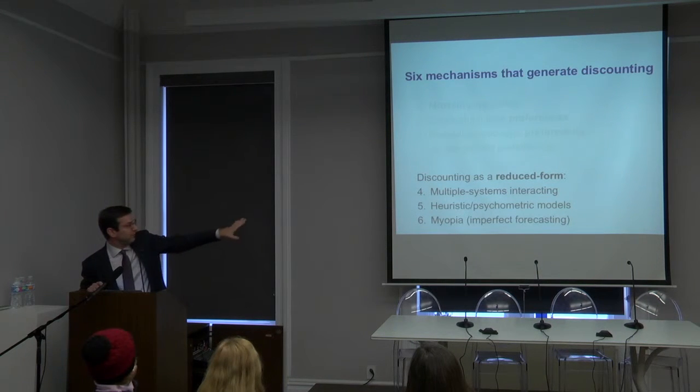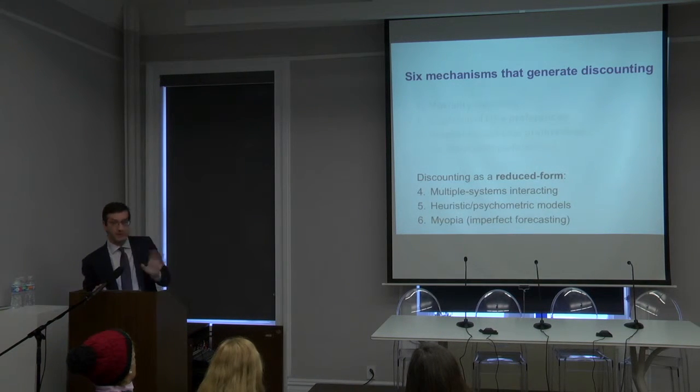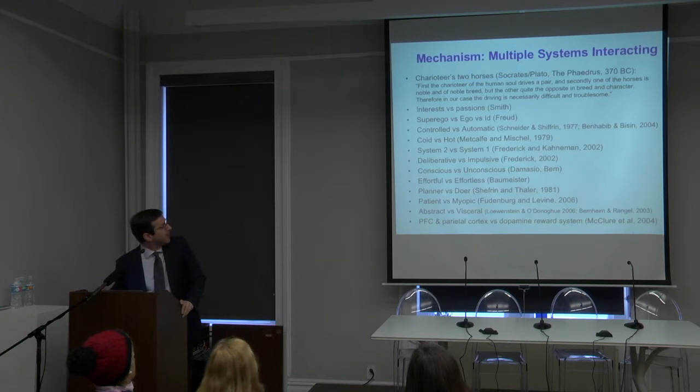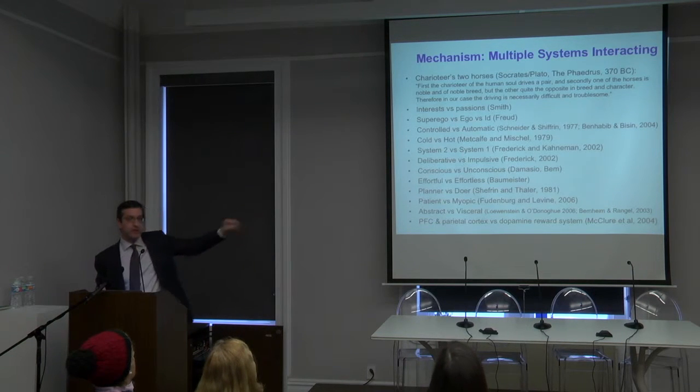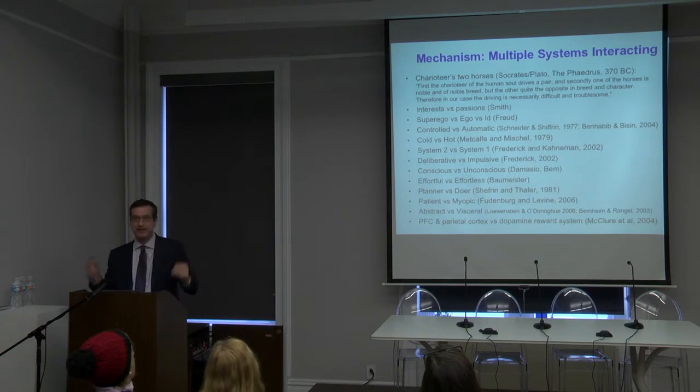So I want to talk about multiple cognitive systems interacting. I want to talk about heuristics and psychometric models. I want to talk about myopia very quickly. Okay, now, in reviewing those 3 mechanisms at the bottom of the slide, the first mechanism is this idea that we are a composite of brain systems.